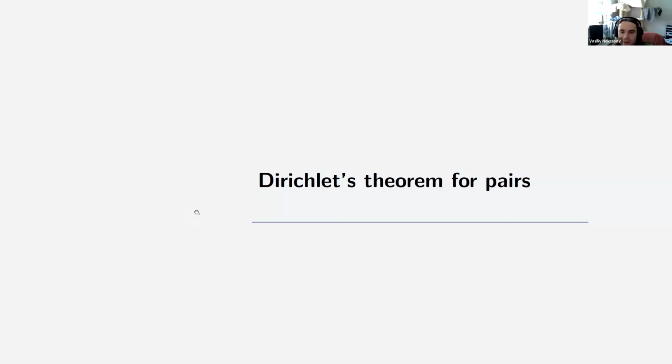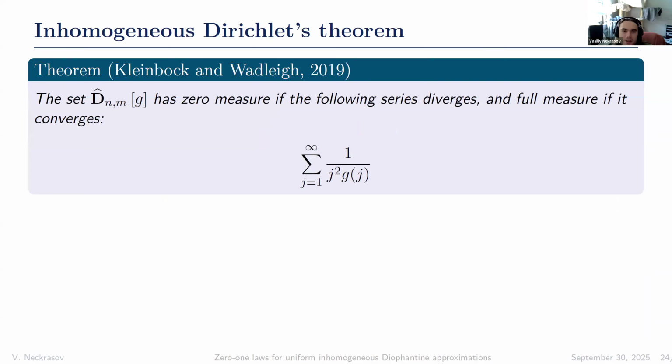Okay, now we finally are ready to switch from twisted approximation to approximations of pairs, and we are ready to talk about the so-called Dirichlet theorem for pairs. The inhomogeneous Dirichlet theorem was formulated by Kleinbock and Wadleigh for classical subnorms, and it stated that the set of G Dirichlet pairs, you see we don't have a fixed matrix theta anymore, has zero or full measure depending on convergence properties of this series.